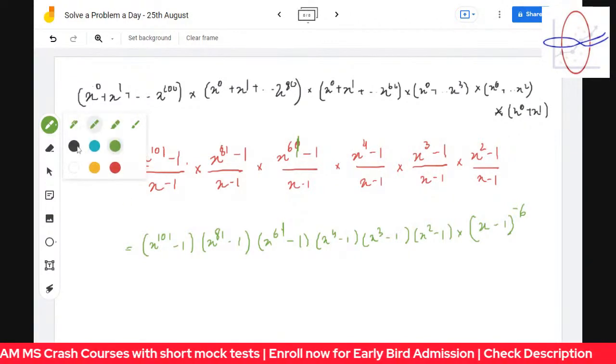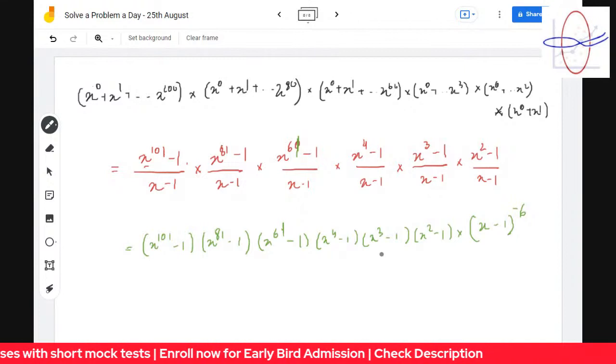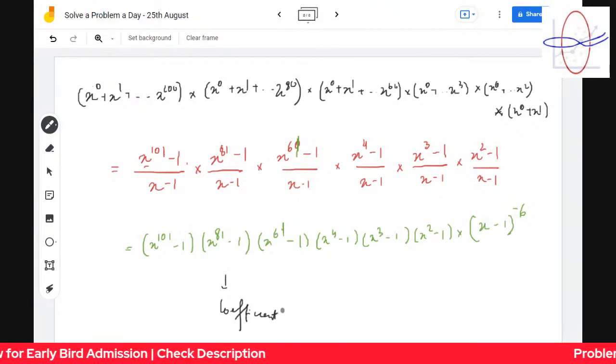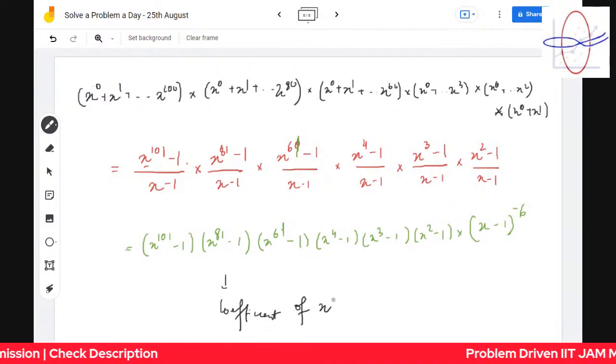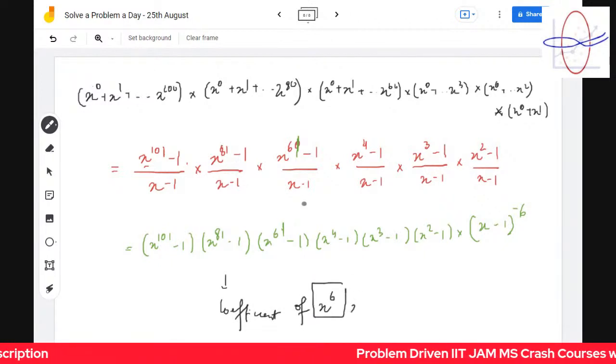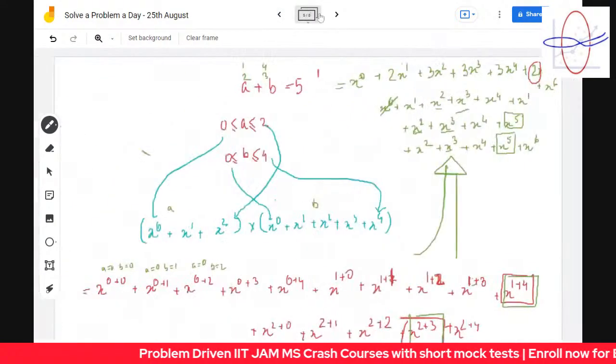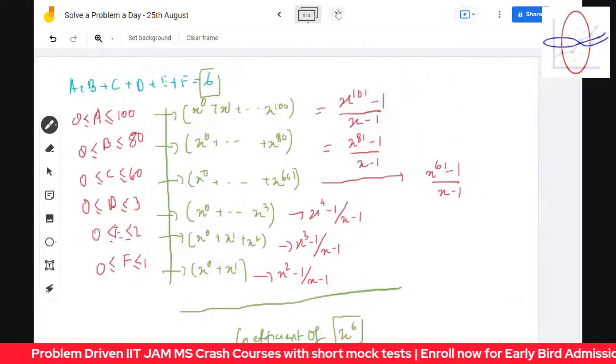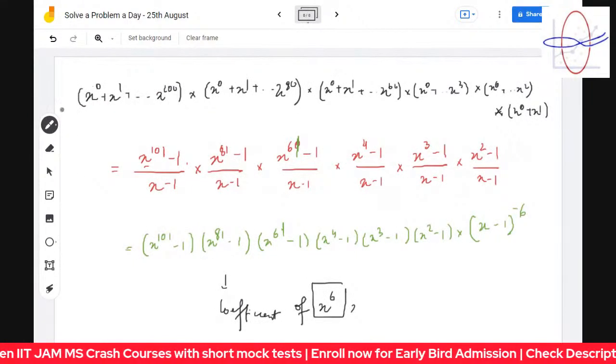Okay, so this is what we have got. Out of this, we need to find out the coefficient of x to the power 6. That is the thing we are required to find out. Right? Let's understand the whole thing we developed. We try to find the coefficient of x to the power 6.